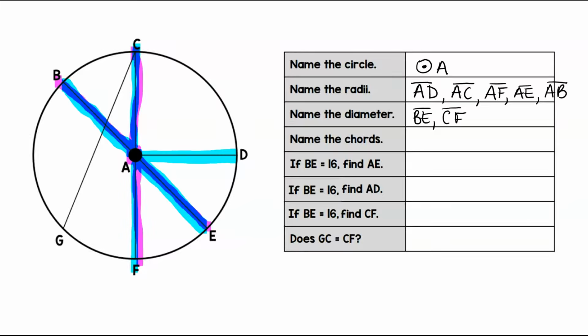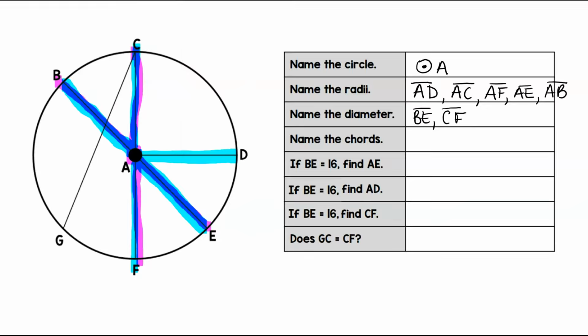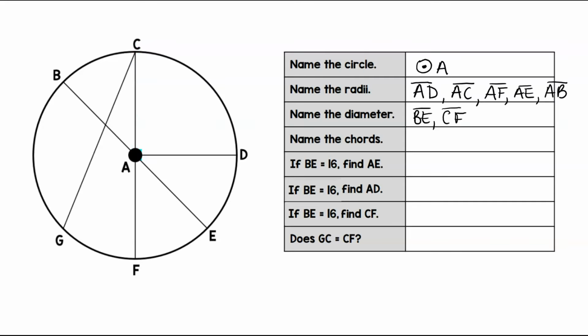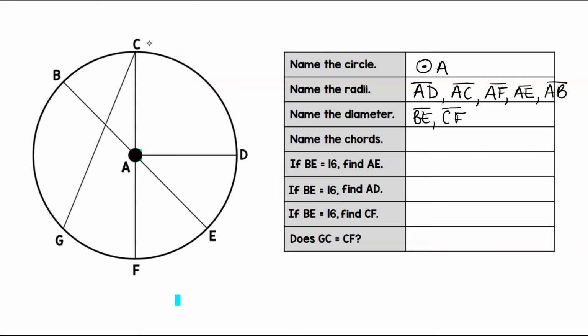Name the chords. The chords have to have endpoints on the circle. So actually a diameter is a really special chord. I'm going to erase all of this so that we can see all the chords as I do them. So a chord has to start on the circle and hit another point on the circle. So here's just a generic chord. Starts at G on the circle, ends at C.